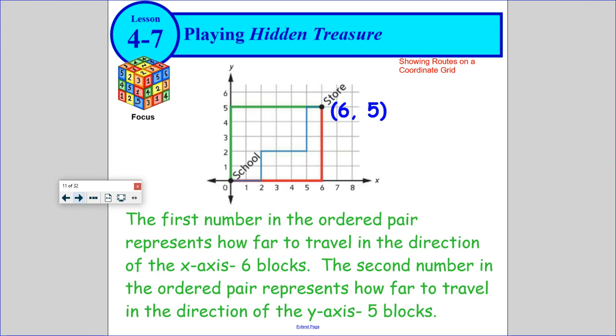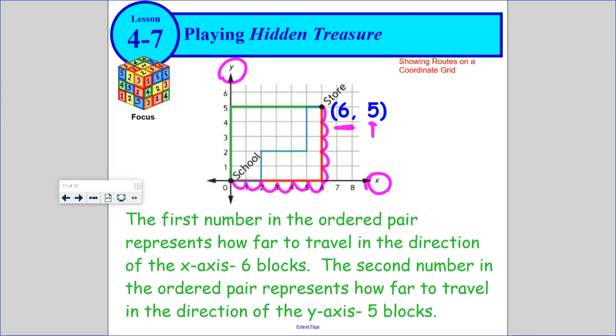You can take a look here. It says the first number in the ordered pair represents how far to travel in the direction on the x-axis. And you'll see this is the x-axis right here. And up here is the y-axis. So we list, you go over 6 and you go up 5. Okay? So you'll see here we go 1, 2, 3, 4, 5, 6. We go side to side for 6. And then we go 1, 2, 3, 4, 5.